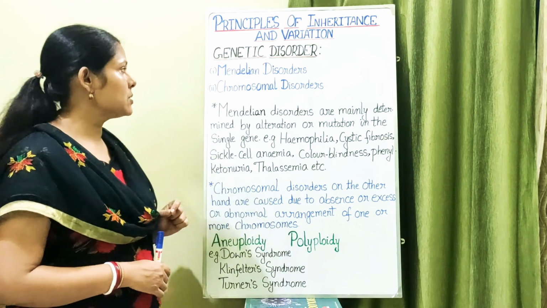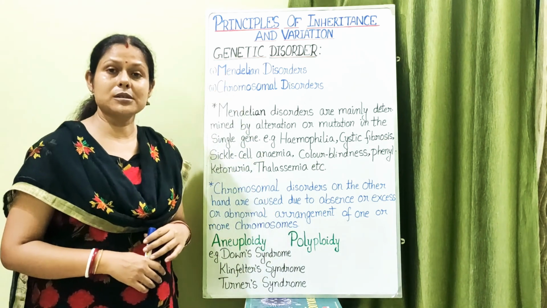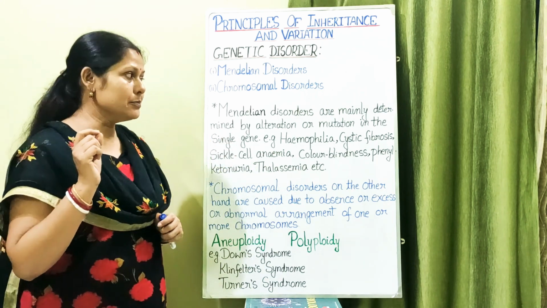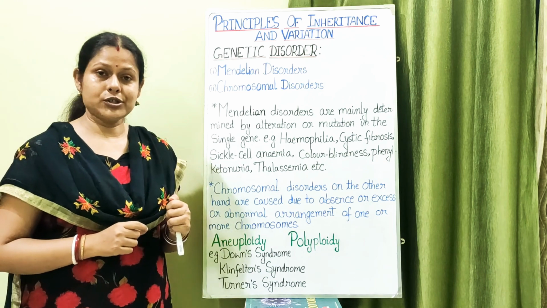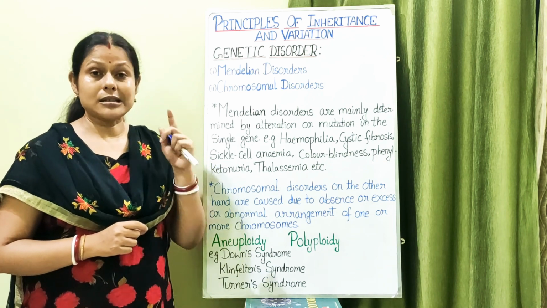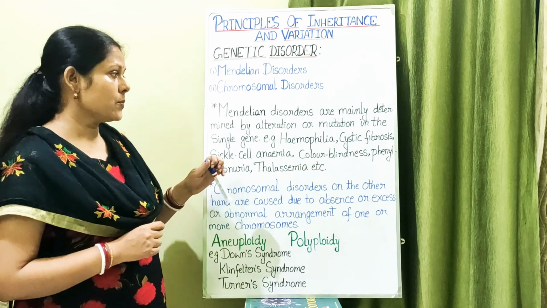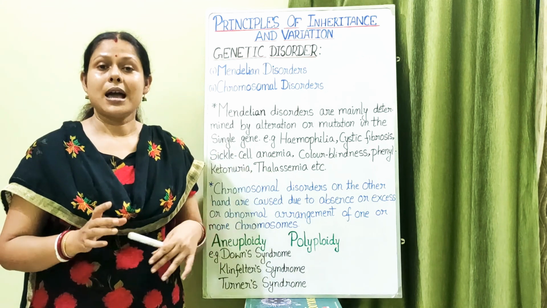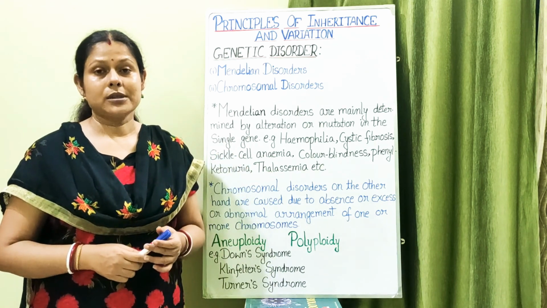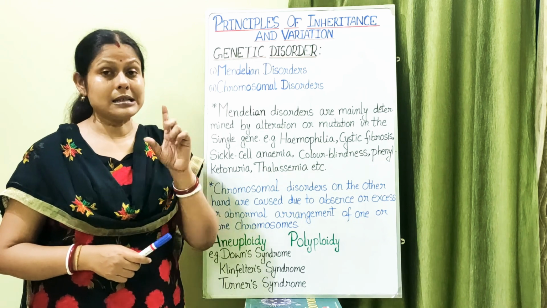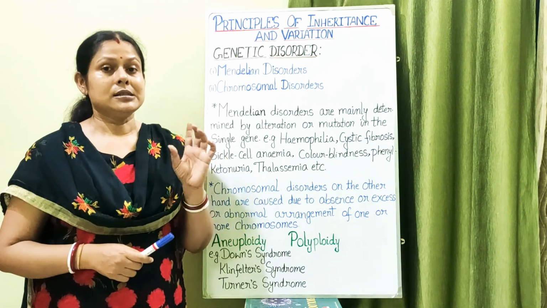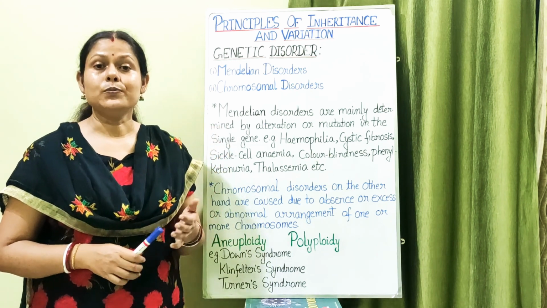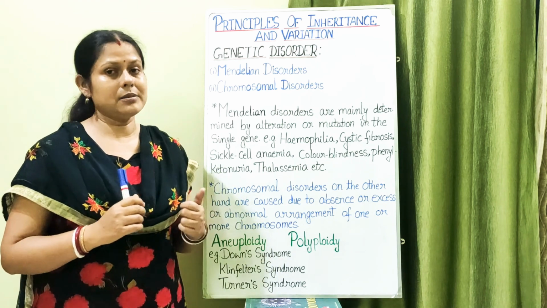The fundamental difference between Mendelian disorders and chromosomal disorders is that Mendelian disorders are mainly determined by the alteration or change in the gene sequence of a single chromosome. So there is a mutation or alteration in a single gene that results in abnormality in an individual. That is what is called a Mendelian disorder. So a single gene responsible for a change in the phenotypic character of an organism results in the disorder which we will be reading under Mendelian disorder.